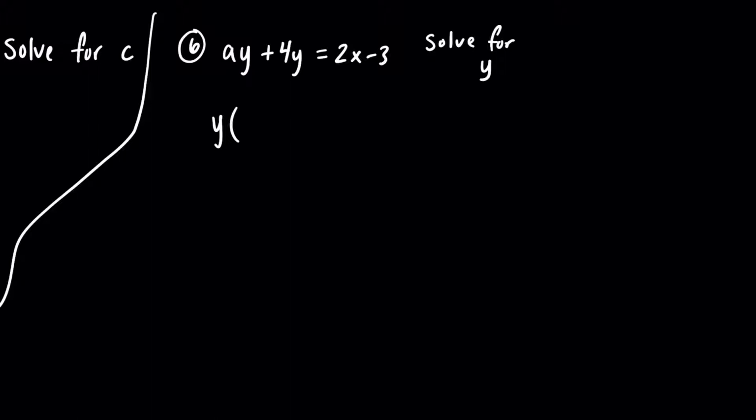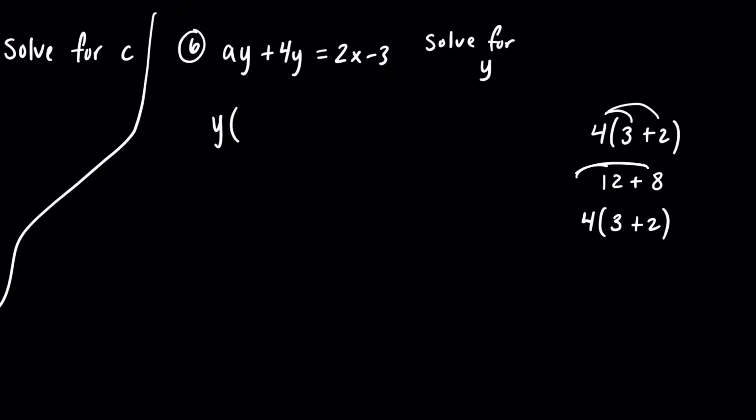So this is kind of like doing distribution backwards. You'll remember if you have like 4 times 3 plus 2, you can do 4 times 3 and 4 times 2, so you'd get 12 plus 8. That's called distribution. What I'm doing is essentially going, instead of from this step to this step, from this step back to this step. So I'm pulling a 4 out of both of these terms, and I'm saying, I would have been left with 3 and 2 here if I had pulled a 4 out of both of these terms. Okay, so we're basically doing reverse distribution here.